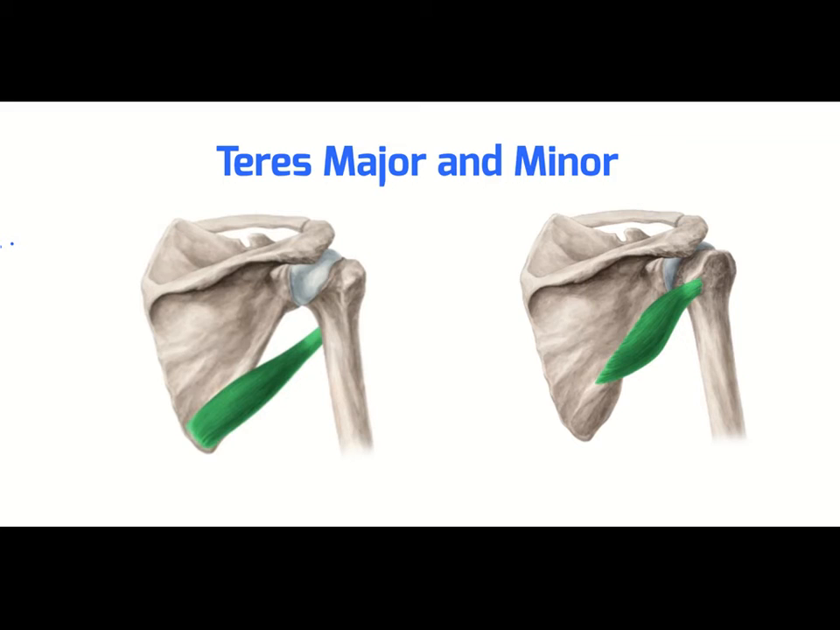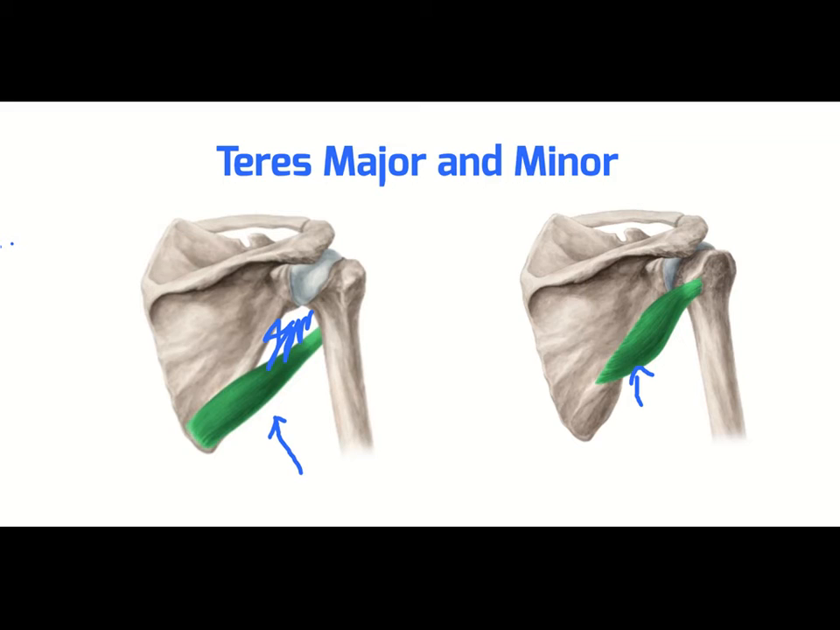Teres major is the muscle that has a small gap between it and our glenohumeral joint. So we have this open air space between. So this is our teres major. Our teres minor sits a little bit more laterally on the scapula, and there is no space between the teres minor and the glenohumeral joint, so it sits very flush.